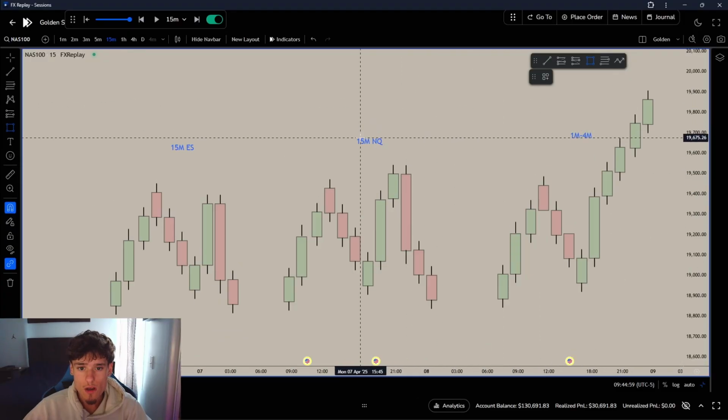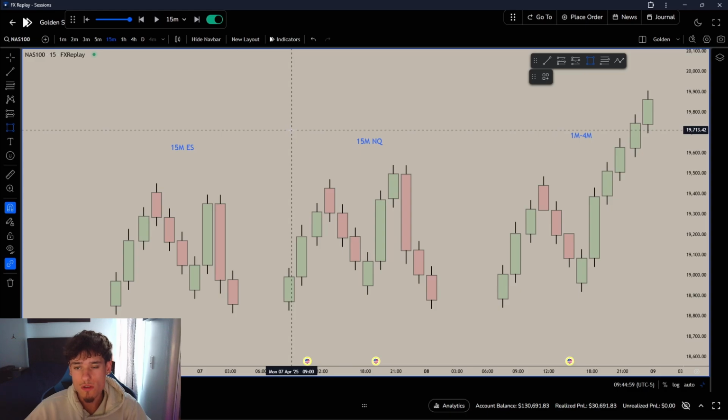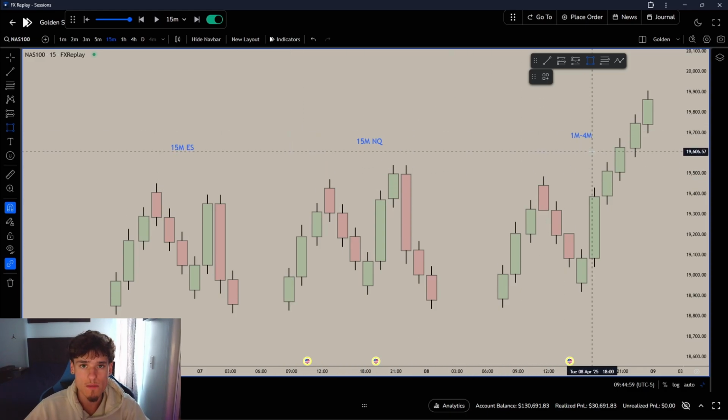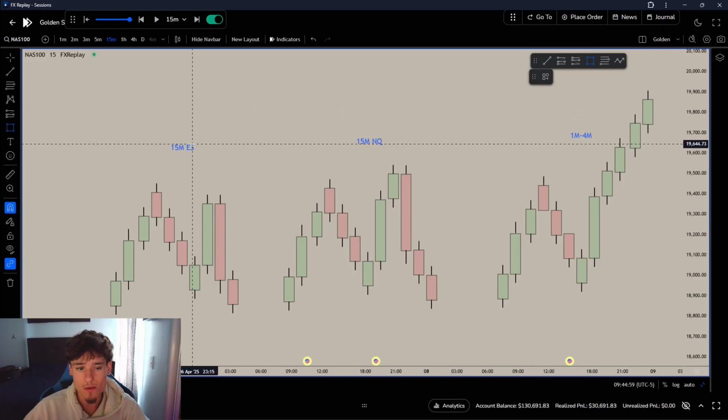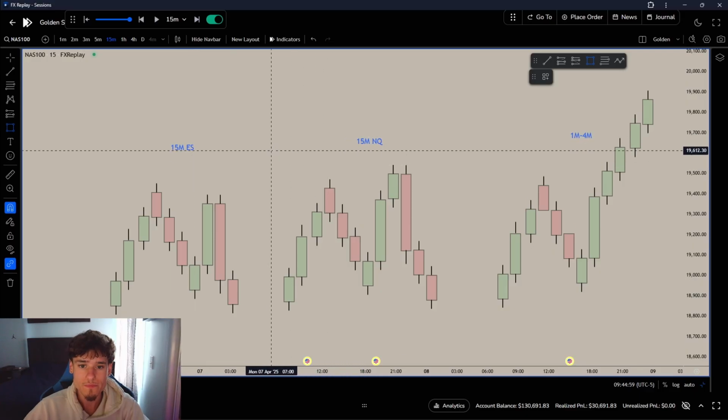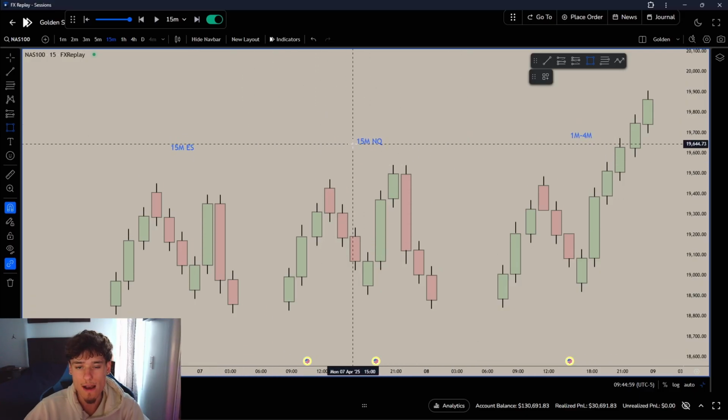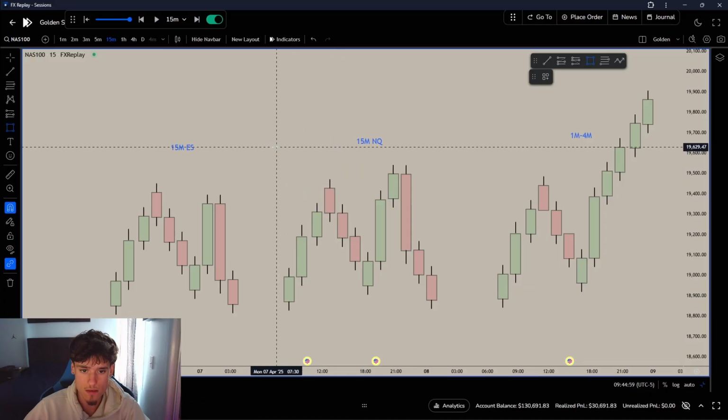Diving right into it, the 15-minute is what we're going to use to find our analysis of whether we want to go up or down, and the 1 to 4 minute is going to be our entry model. On the 15-minute, we want to have both NASDAQ and SMT, also known as ES. We always want to look at NASDAQ for both our entry model and our overall analysis.